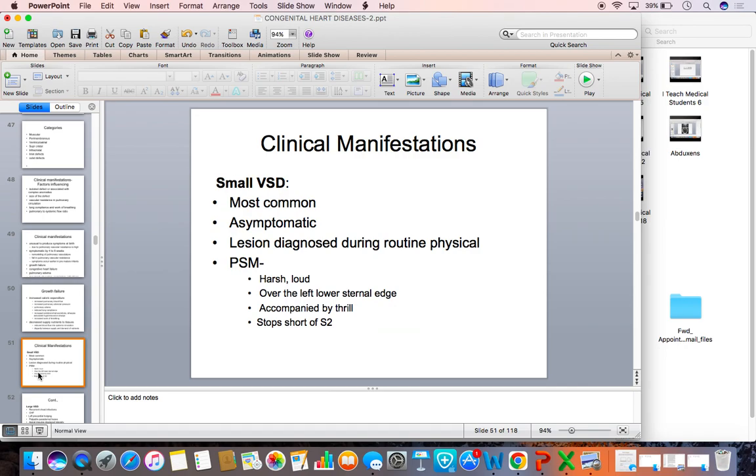Then coming to the clinical manifestations with regard to the small VSD, how does the small VSD present to you? Small VSD is the most common one, and usually asymptomatic. This particular lesion is diagnosed accidentally when the child is presented to you in the outpatient department for a regular checkup. When you auscultate the heart, you will find a harsh, loud, pansystolic murmur at the left lower sternal edge, associated with a thrill. That means the murmur is more than grade 3. And classically, the murmur stops short of the second heart sound. Please remember this point.